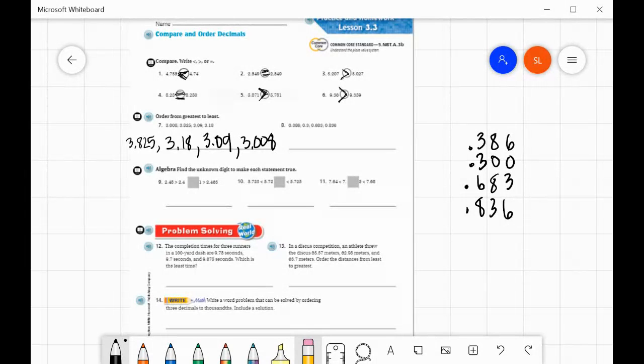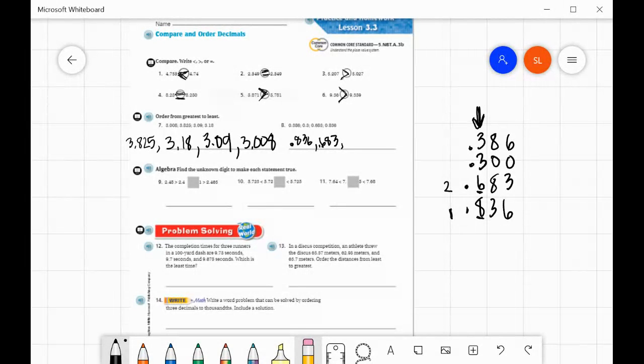All right, so we start off and we compare the digits in the tenths column. So we look here and we notice that the 8 is the largest number. So that is our first number that we're going to place, 0.836. The second largest digit is the 6. So this would be number 1, and this would be number 2. So 0.683.